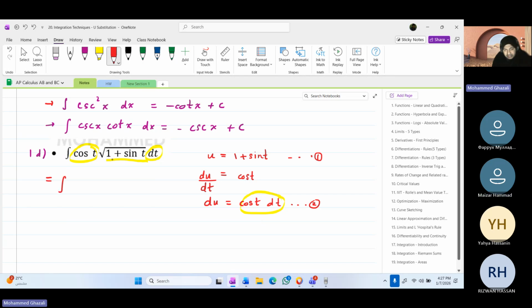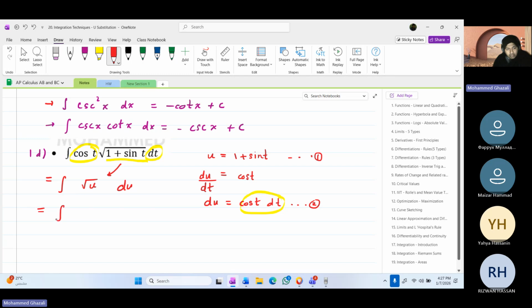That's right. That's what I'm trying to explain to you. You see, the square root of 1 plus sine t is root u. Okay. That part is sorted out. That one I used up equation 1. Now I'm substituting equation 2. What is cos t dt? It's du. You are right. But you need to do one thing at a time. Substitute equation 1 and then substitute equation 2.